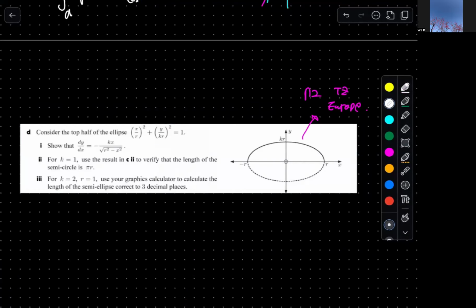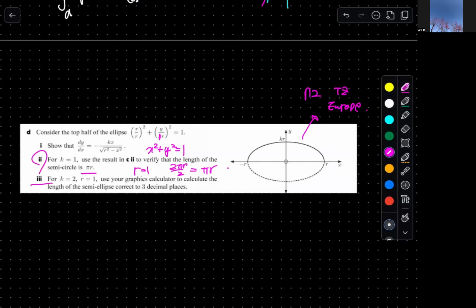So if k equal to 1, that's just going to be a circle, right? Because it's going to be x squared plus y squared is equal to 1, then boom, it's good to know the radius is 1, so it's going to be pi r. So it's going to be 2 pi r over 2, so pi r. Okay, so number 2 is okay.